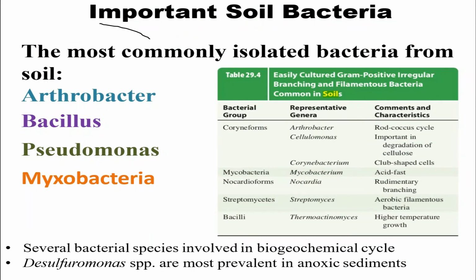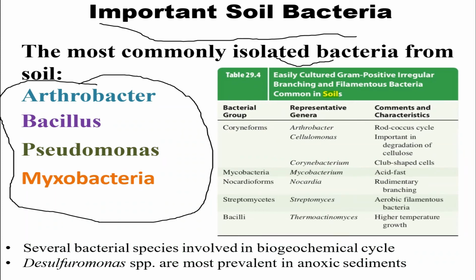So talking about some of the important soil bacteria, the most commonly associated bacteria from soil, which are Archaebacteria, Bacillus, Pseudomonas, and Myxobacteria. So these four are commonly isolated bacteria from soil. Alright, so we'll talk about them. Some of them are Archaebacteria, Bacillus, Pseudomonas, and Myxobacteria, as told. Also, several bacterial species are involved in biogeochemical cycles. Also, Desulfuromonas species are most prevalent in anoxic sediments. So for anoxic sediments we have Desulfuromonas species. We'll discuss them as well.